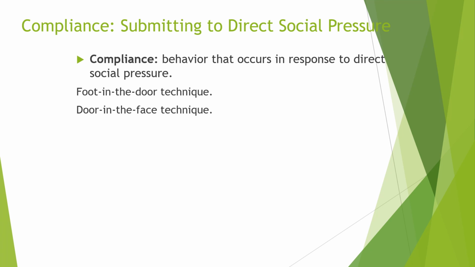You ask for something big and astronomical that you know the person is not going to go for, so that the second thing you ask for doesn't seem like nearly as much, and you're more likely to get a contribution. So you have the foot in the door and you have the door in the face. Now, the third technique is called the that's not all technique.